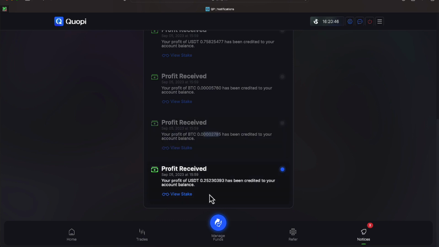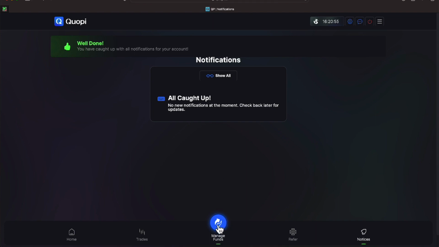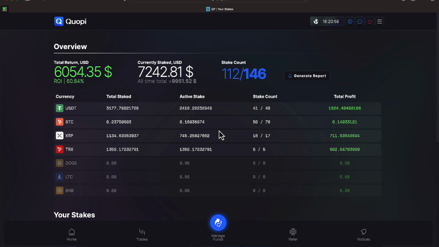We received about a quarter off of USDT. And let's mark all these as red, everyone. We will double check and click over on stakes, everyone. We will click the blue button, hit your stakes. Let's take a quick look at the numbers, everyone.